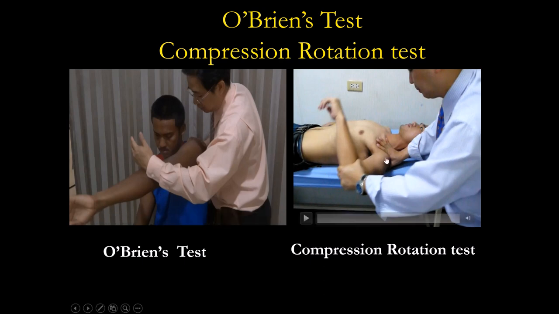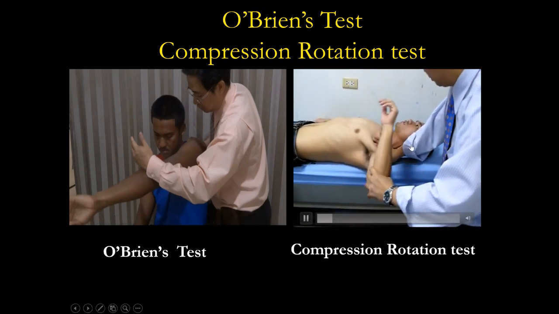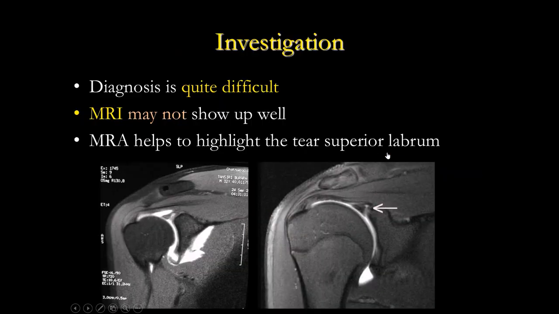Okay, another test is the compression rotation test. Okay, so that will be a tear. You need to use the MRI with arthrogram. That means you need to inject the dye into the joint also.